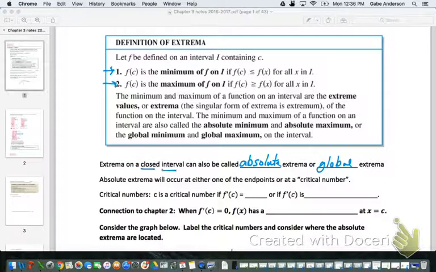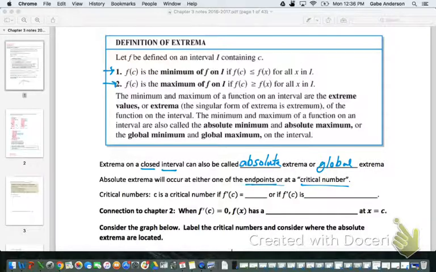So that's going to be a situation where we're given just a limited domain. Right, from -5 to 12 or something like that. You're going to have just a very specific interval. If you're trying to find the extrema on that closed interval, we're going to call them absolute or global extrema. Absolute extrema will happen at one of the endpoints or what we call a critical number. So the endpoints would just be the endpoints of the interval.